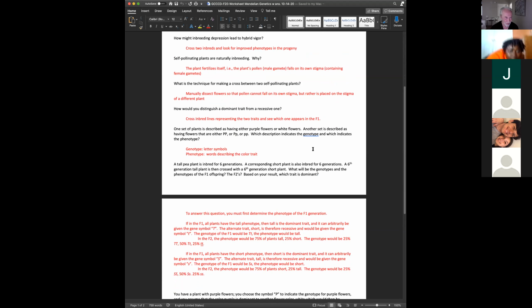Okay. You have a set of plants described as having either purple flowers or white flowers. And another set is described as having flowers that are either big P, big P, big P, little p, or little p, little p. Which of those designations is the genotype and which is the phenotype? That should be obvious to you. The genotype is the letter symbols, the phenotype is the words.